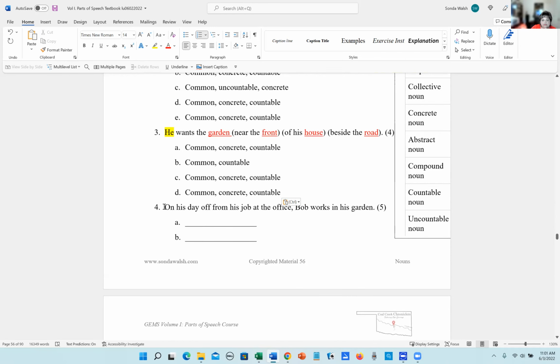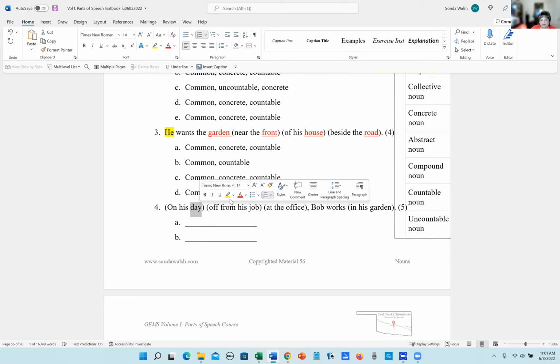First thing let's do is put our parentheses around our prepositional phrase. On his day, we're just going to do it like this, off from his job, at the office, Bob works in his garden. All right, so let's underline the objects, which are obviously nouns. So the word day is a noun, the word job is a noun, the word office is a noun, Bob is a noun, and garden is a noun.